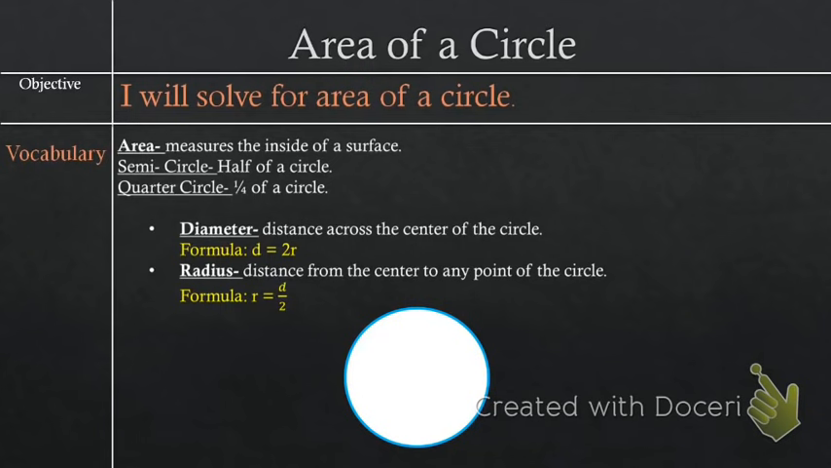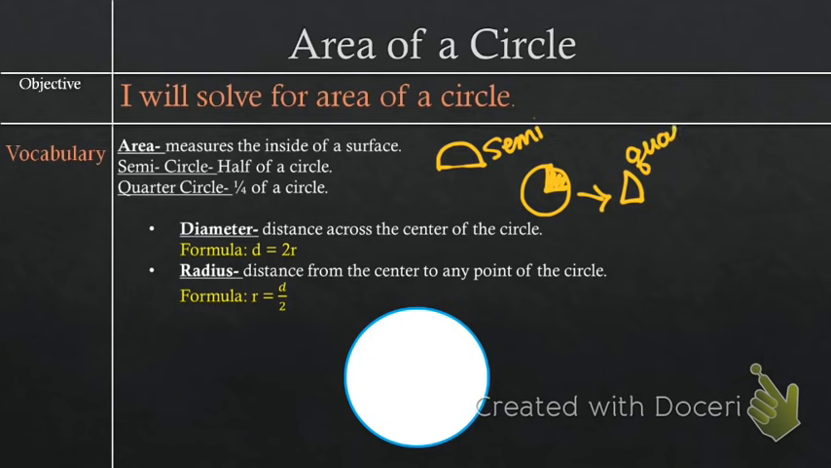Okay, so a semicircle. Here's our semicircle. And a quarter circle, so if you have your circle, the shaded part here is your quarter circle. And then you still have your diameter, which is the distance all the way across the center of your circle, and radius is the distance from the center to any point of your circle.